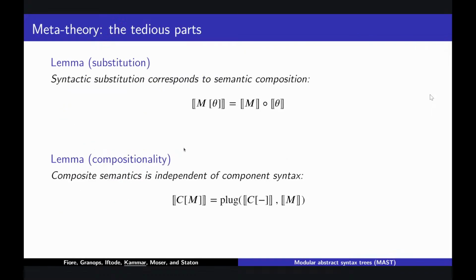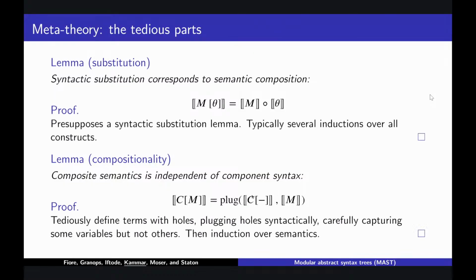So what do I mean by substitution lemma and compositionality? I mean this specific result. I'm talking about the semantic substitution lemma, which says syntactic substitution corresponds to semantic composition. If I have a term M and I substitute into its variables, that should be the same thing as taking the semantics of M before the substitution and composing that after the semantics of the substitution. Compositionality usually says the semantics is independent of the syntactic context. So if I have a composite term, C with M plugged in the hole, that's the same thing as taking the semantics of the term with the hole and the semantics of M and plugging them together.